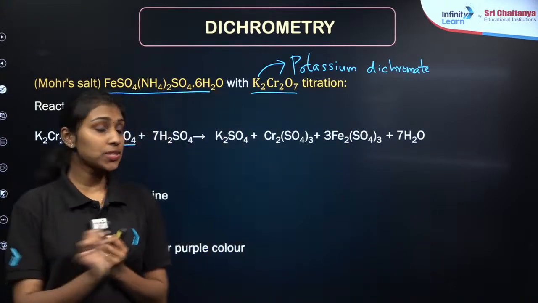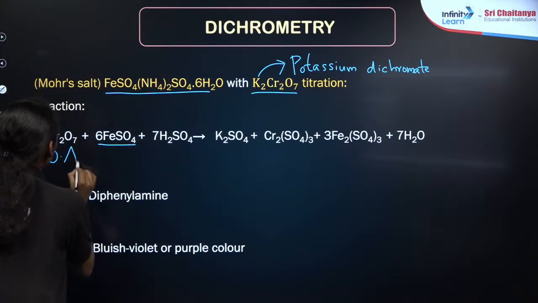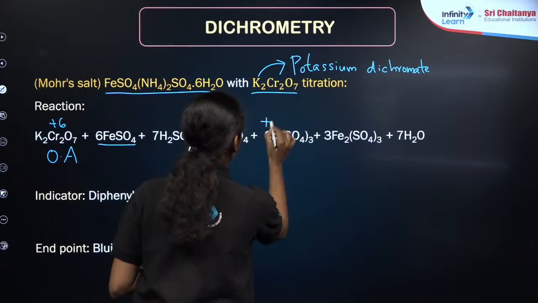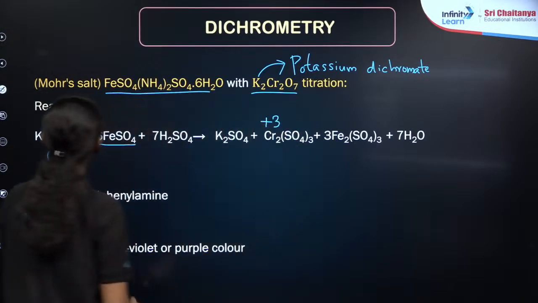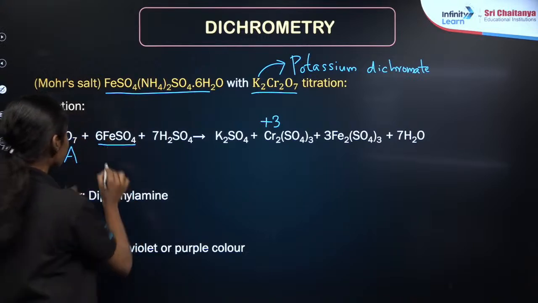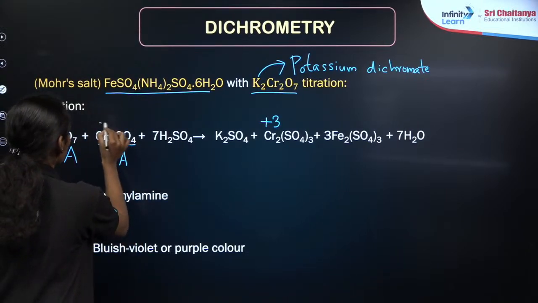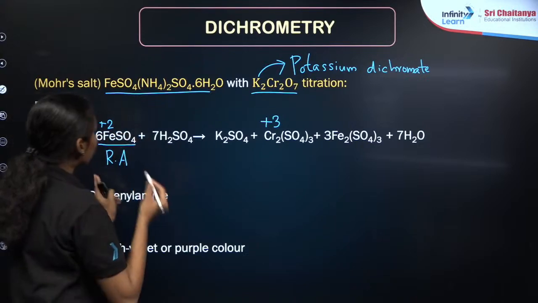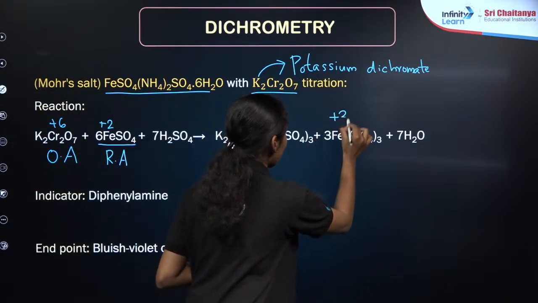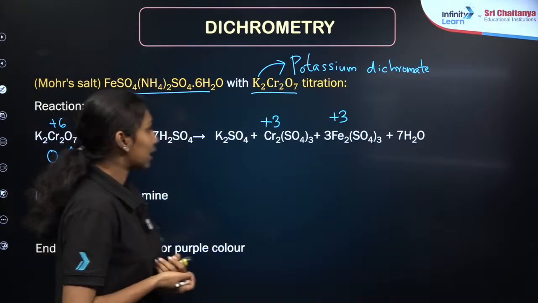Then here the commonly used oxidizing agent is K2Cr2O7, right? This is the oxidizing agent. It will undergo reduction from +6 to +3. Then this is the reducing agent used here, that is the ferrous sulfate from the Mohr's salt. This is Fe2+, right? It will undergo oxidation from Fe2+ to Fe3+. This is the common reaction that happens in the dichromatic titration of Mohr's salt. Clear?